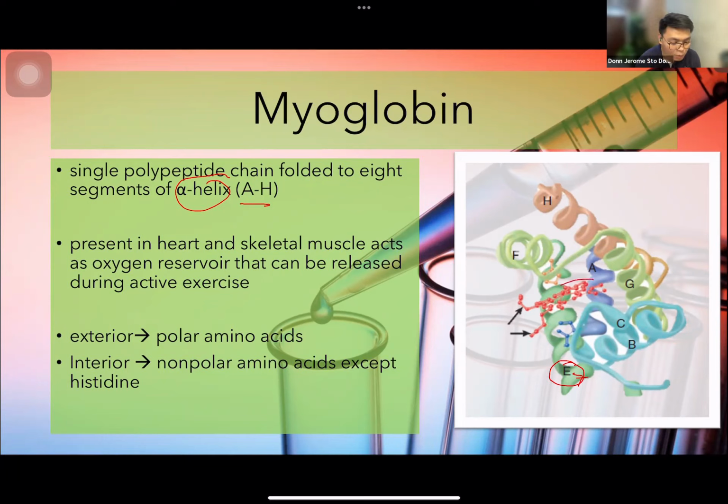Di ba sa gitna ng porphyrin or ng heme molecule, nandiyan yung iron. So ang function ng distal histidine is to stabilize the bond of oxygen with the iron in your heme. While the other histidine is located at the F segment or the proximal segment that directly binds to iron. So direct siya yung binding niya sa iron, while the distal histidine stabilizes the binding of oxygen with the iron in the center of your heme molecule.